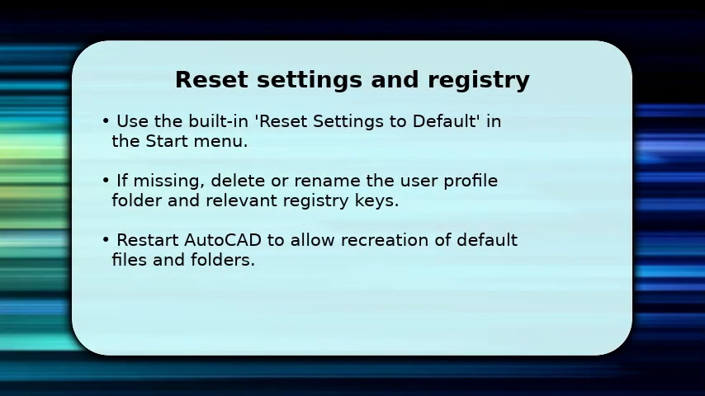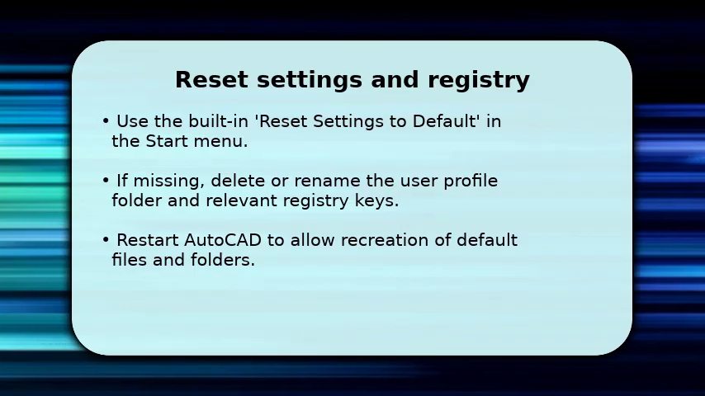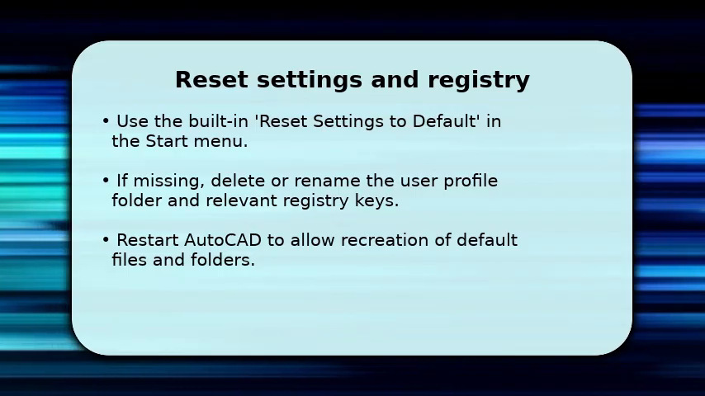Next, use the Start menu's Reset Settings to Default option for your AutoCAD version, because it automates the clean restore process. If that option is unavailable, manually rename or move the user profile folder in AppData and remove version-related registry keys under HKCU/Software/Autodesk after exporting them. You do this so AutoCAD recreates fresh defaults.